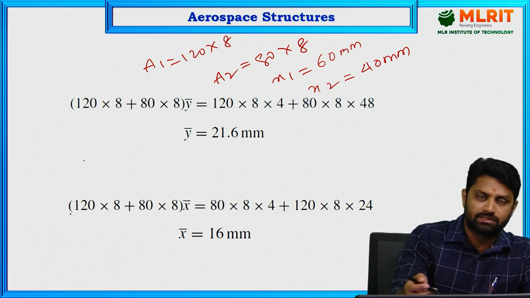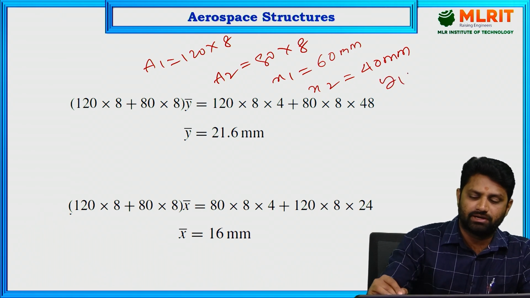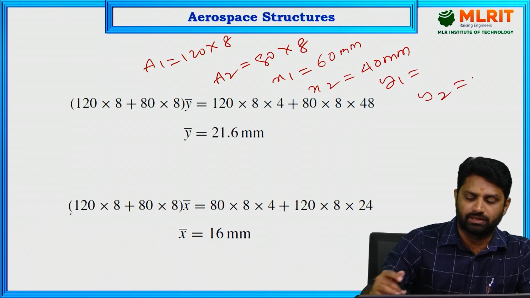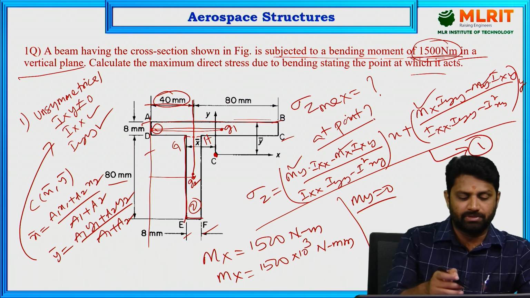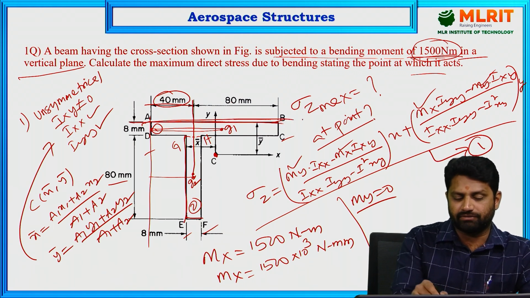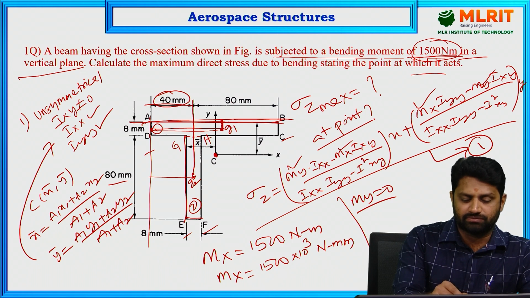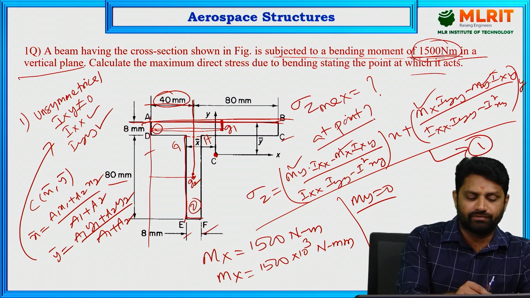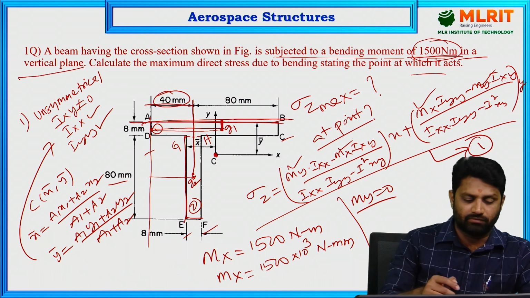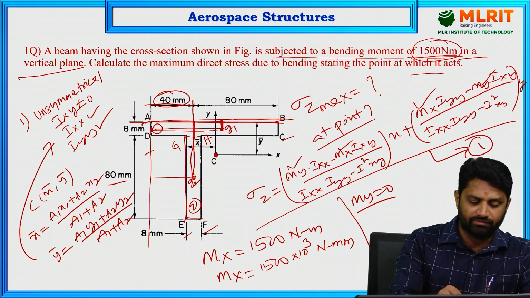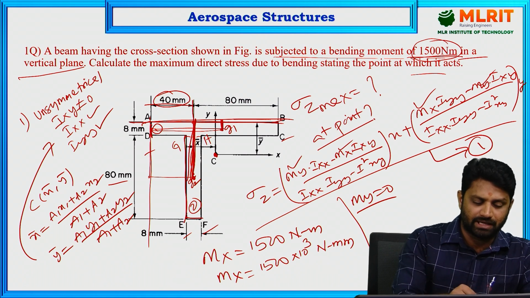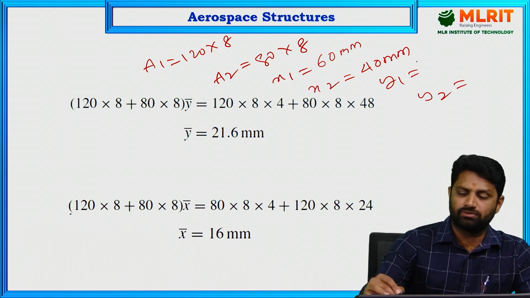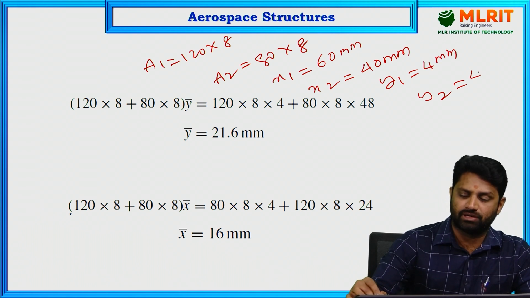Similarly, what is required here is y1, y2. So let's write y1 and y2 also here. For measuring y1, you can consider this topmost axis as the reference line. Y1 is the distance from here to here, which is nothing but half of the depth, that is 4 mm. And y2 again from here to the center of the second figure. So you can consider 8 mm plus half of this 80 mm. So 8 plus 40, that is 48 mm. So here it is 48 mm, and here it is 4 mm, that is y2, y1. So you can write that y1 is 4 mm and y2 is 48 mm.